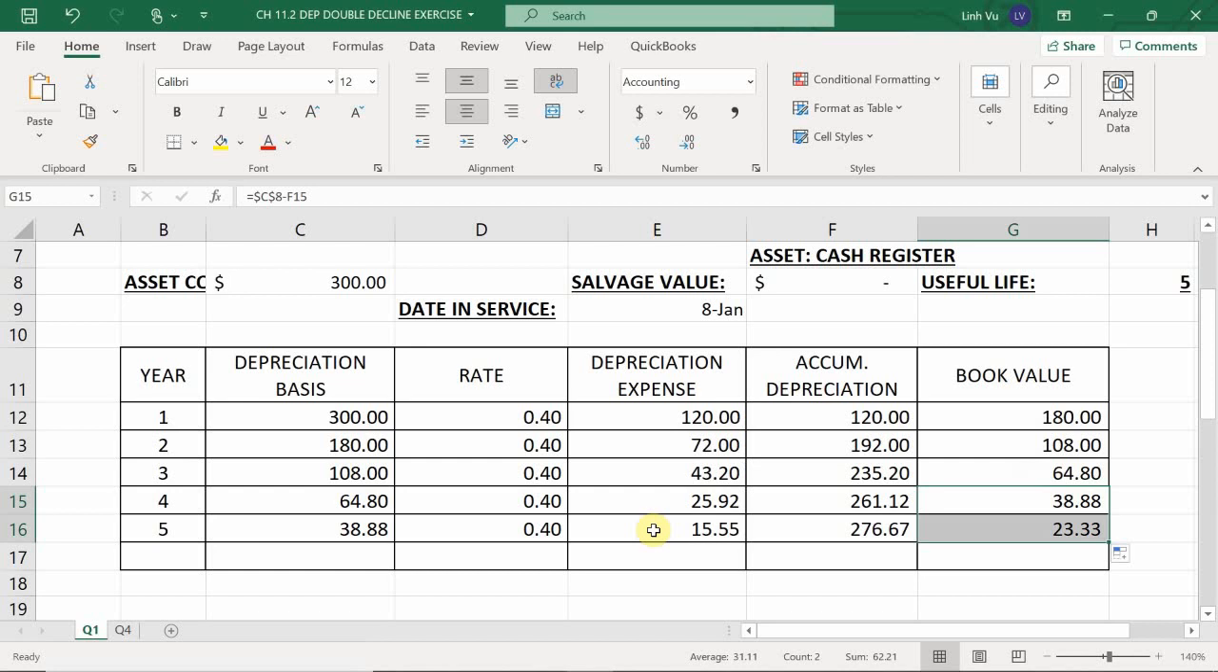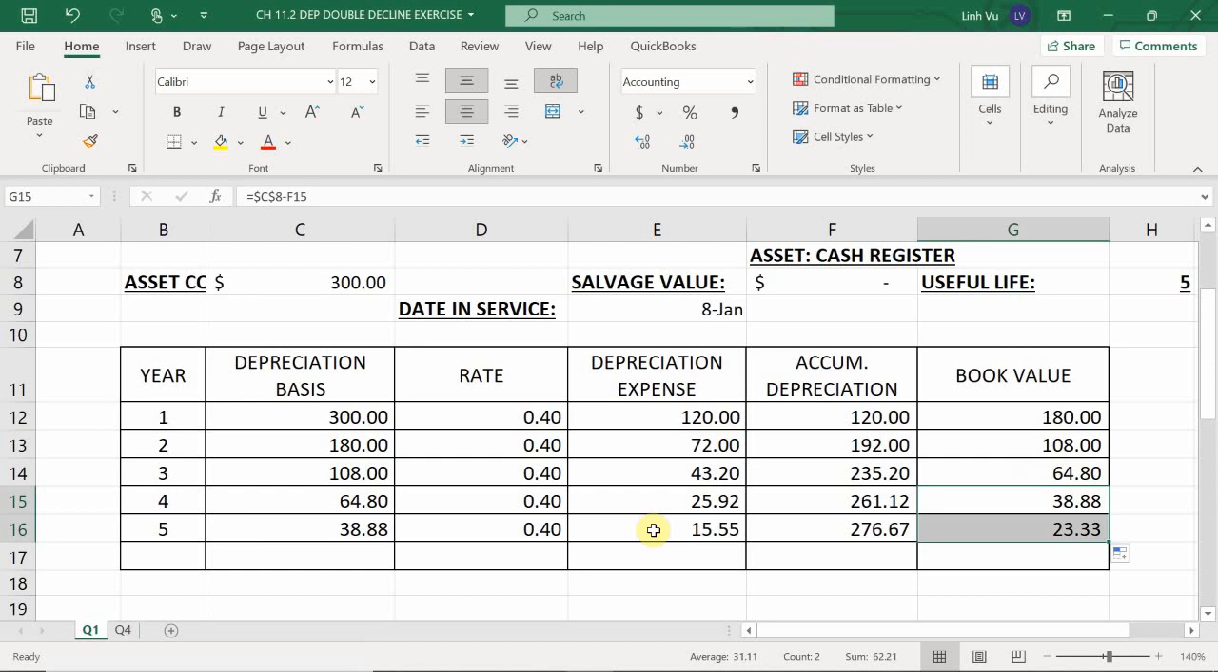Now, in this case, with a cash register, you have the choice. You can keep pushing it until it reaches 0. That's completely okay, because right now my salvage value is still $23.33. However, you'd probably be spending more money to fix or repair it. You're better off just buying a brand new cash register, because it will cost you a lot more to fix things, like a spring in there. It might cost you $50. This cash register only cost you $300. Why would you spend $50 to fix a spring in it?